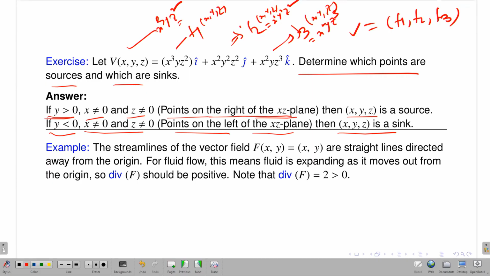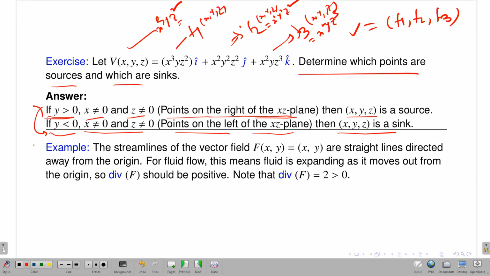You just calculate the corresponding divergence and see at which points it is positive and which points it is negative. Then you will have this kind of observation. If y is positive, x is non-zero, z is non-zero, that means points on the right of the xz plane, these are all source points, and the points on the left of the xz plane, that means y is negative, but x is non-zero and z is non-zero, these are sink points.